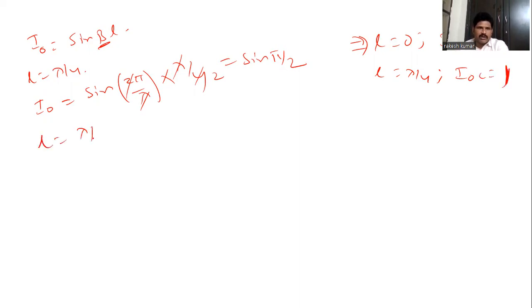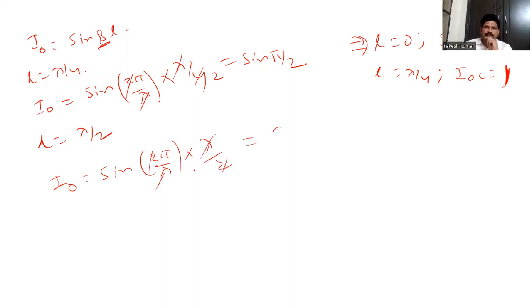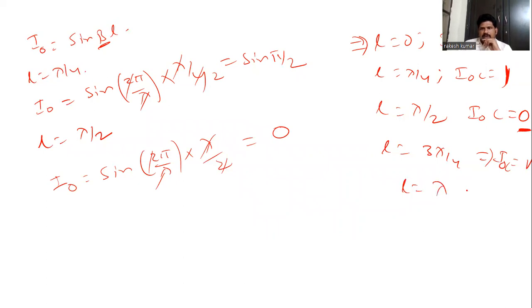Similarly, when L is equal to lambda by 2, simply substitute here, I naught is equal to sine into 2 pi by lambda into lambda by 2. Lambda will get cancelled, 2 will get cancelled, sine pi it is 0. Means when L is equal to lambda by 2, the open circuit current is equal to 0. Next, we will take for any other value, L is equal to 3 lambda by 4. Then its value will become 1. Next, for L is equal to lambda, the IOC will become 0.